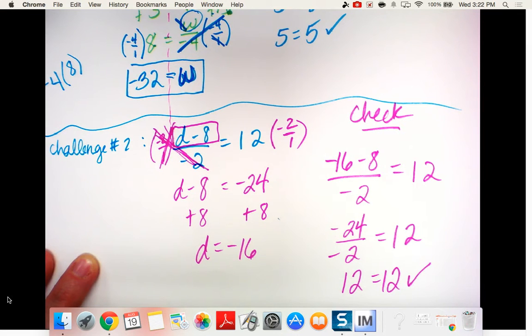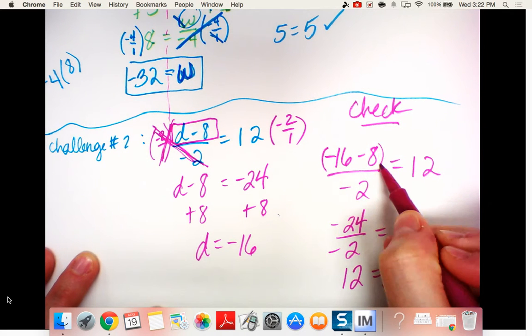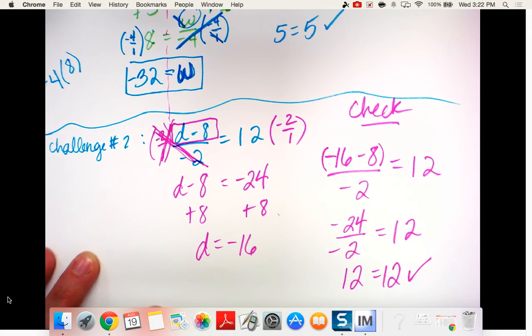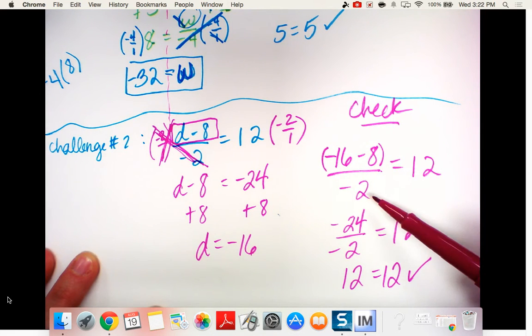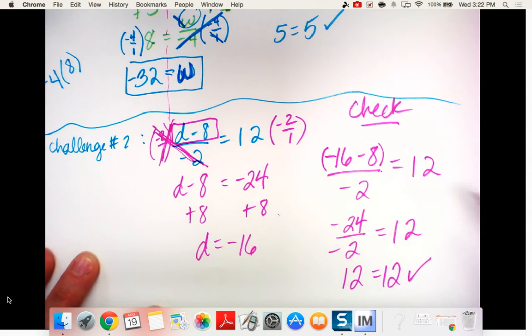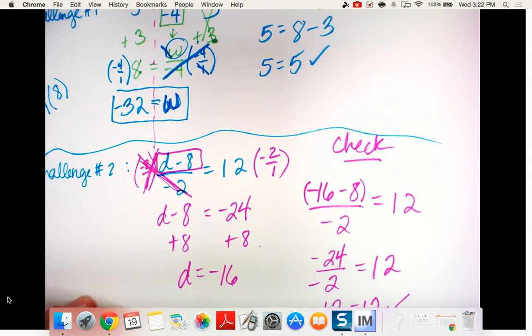Now, if you want to put this in your calculator to check, then you need to put the negative 16 minus 8 in parentheses before you divide by negative 2. Because if you don't do that, your calculator will divide negative 8 by negative 2 and then add negative 16 to it, which is not what's happening here. Okay? And then I'll do challenge 3.